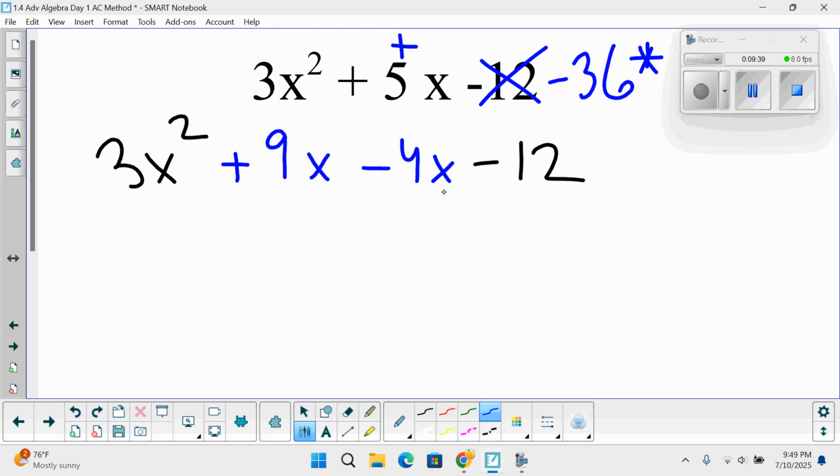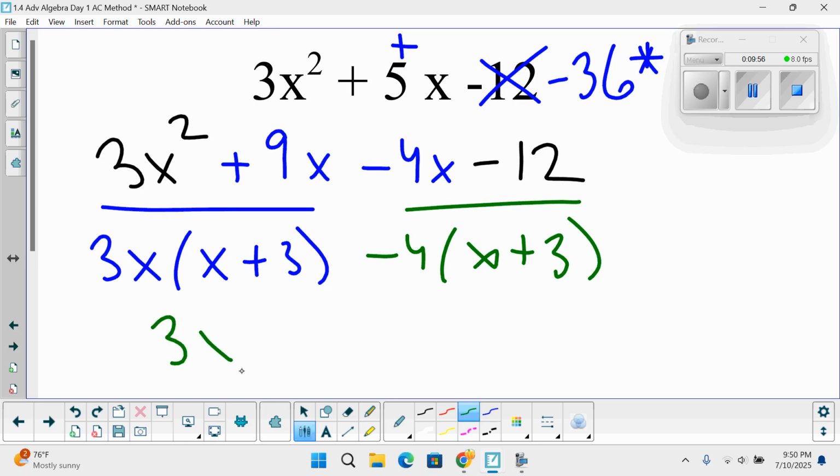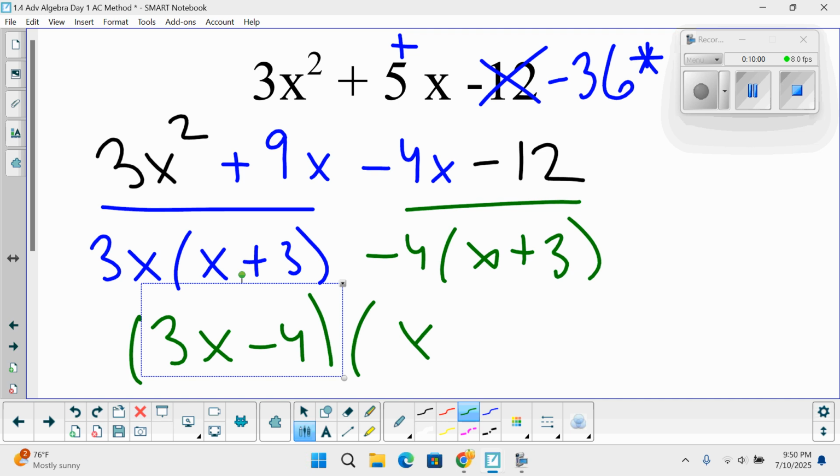What do you think? So I've got my blue group and my green group. In my blue group, I'll go ahead and pull out a 3x, leaving me with x plus 3. And in my green group, let's pull out a negative 4, leaving me with x plus 3. Abracadabra, make a group. 3x minus 4 can form its own group. x plus 3 becomes a new group.